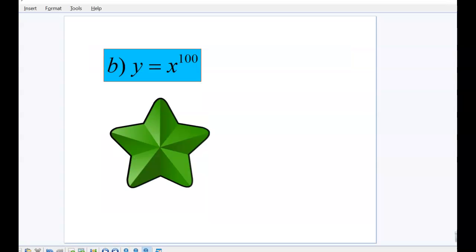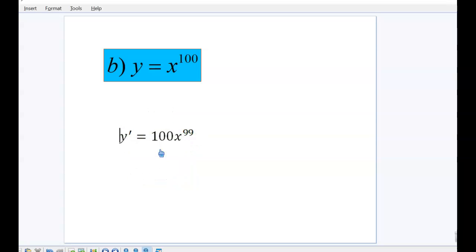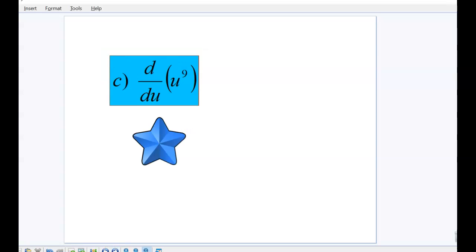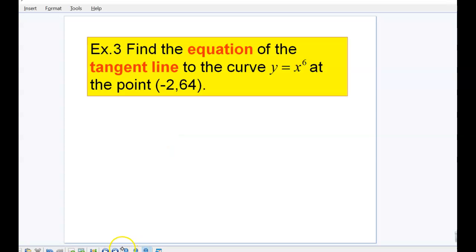If I have y equals x to the 100th, again, the 100 would come out front. I'd subtract 1 from the exponent, and I would get y prime is equal to 100x to the 99th. If I had the derivative of u, and the function is u to the 9th, again, the derivative would be 9u to the 8th. So the 9 comes out front, and I subtract 1 from the exponent.